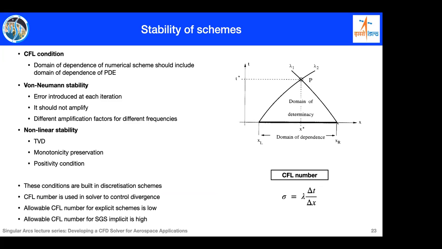Aditya, I have a question. Yes, sir. Just as a research thing, this dependency on CFL number, is it possible to eliminate that? We can devise a new scheme completely coming out of this. Is it not possible? We don't think on that line.